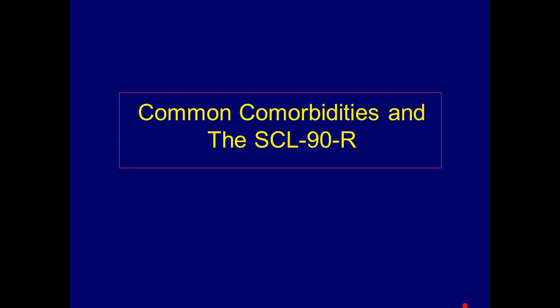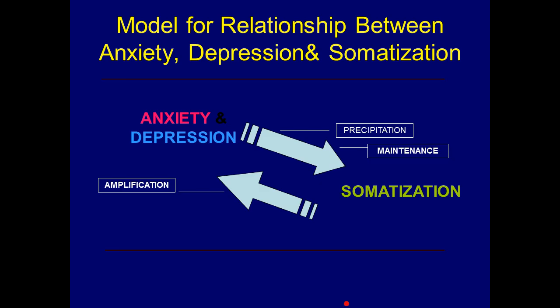Okay, what do we have next? Now, common comorbidities and the SCL-90-R. An enormous percentage of diagnosable disorders have a triad of elements: anxiety, which may be the precipitant; depression, which is a maintaining factor; and somatization, which amplifies the distress the individual has. And it's kind of extraordinary how many of the conditions we see derive from this triad of conditions.